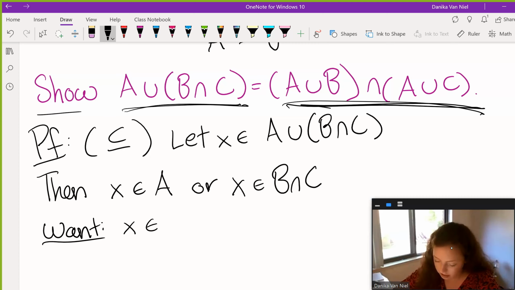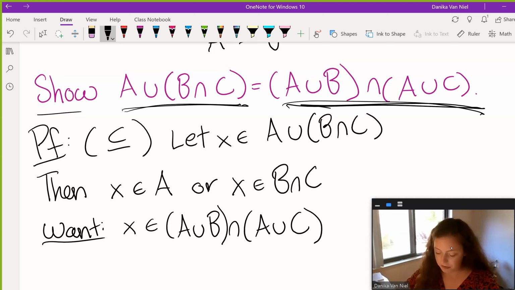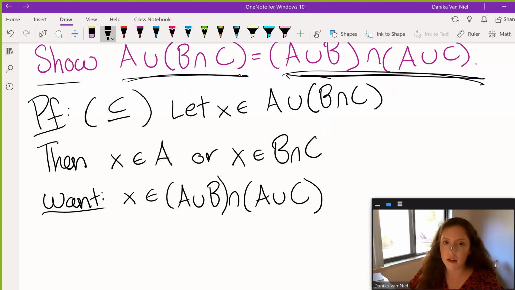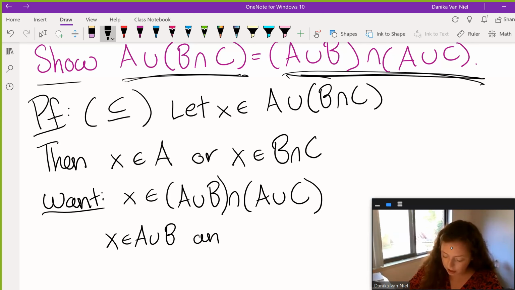So X in A union B intersected with A union C. I want to show that, but what does that mean? What does it mean for X to be in here? Once again, our warm-up was very helpful. It means that X needs to be in here and in here. So I say X is in A union B, and X is in A union C.